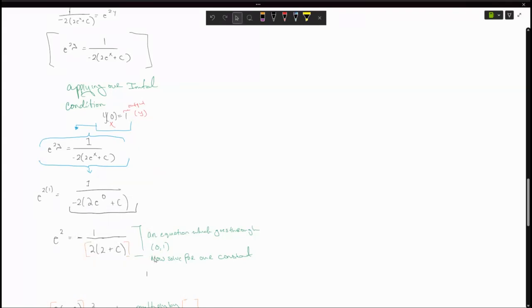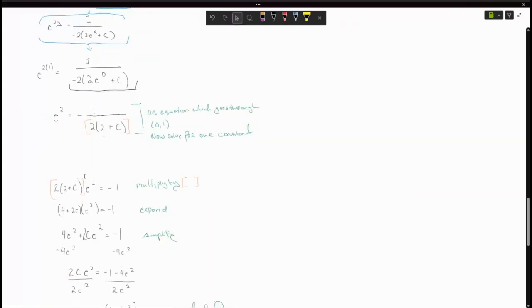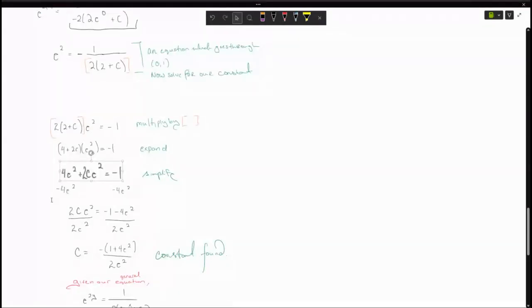And now we're going to solve for our constant. And solving for our constant, we multiply both sides of the equation by this. And so here we go. And we can go ahead and expand it out and simplify our equation. And you can see everything that's going on here. So I won't go through the minute details, but this is in general what's happening.